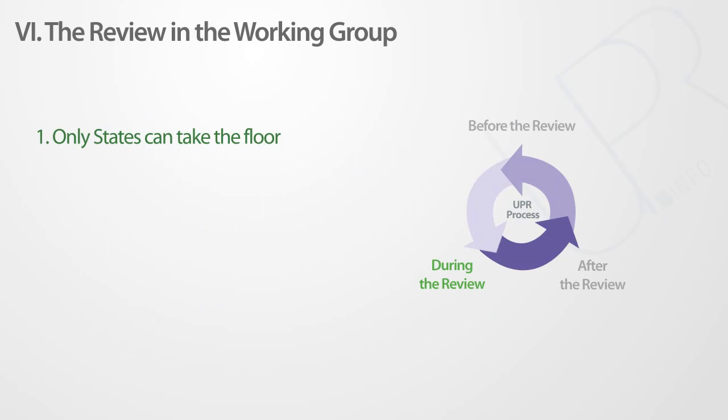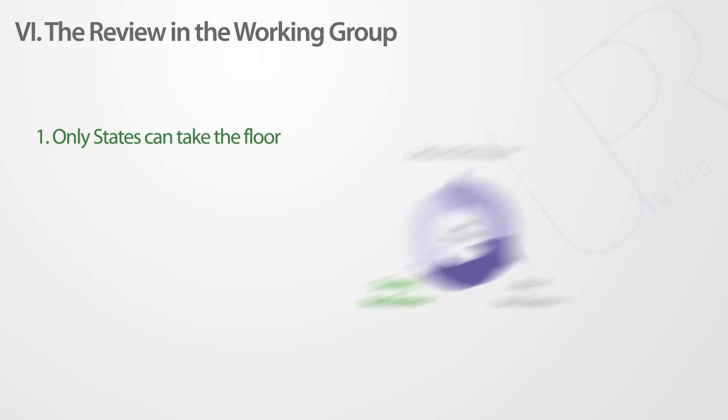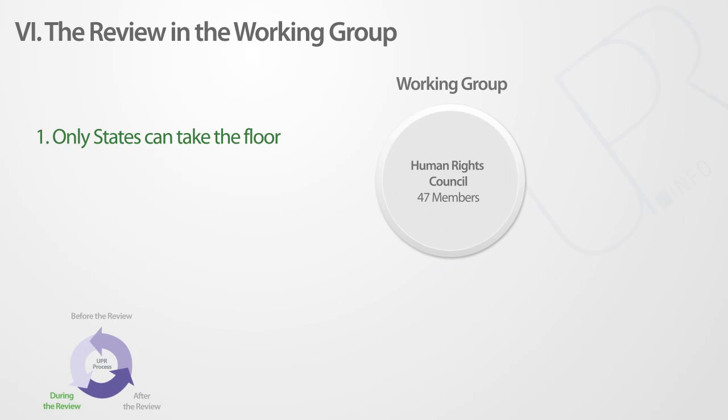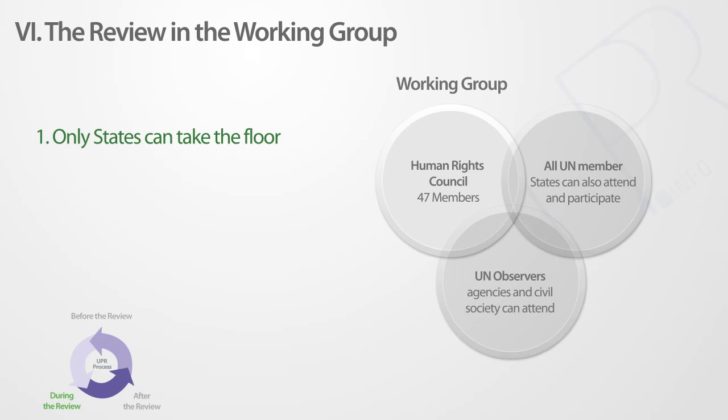The working group is composed of the 47 members of the Human Rights Council. However, it is noteworthy that all UN member states can also attend and participate. UN observers, agencies, and civil society can attend as well, but they are not allowed to take the floor.